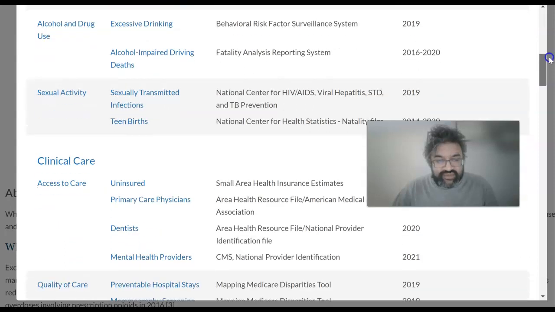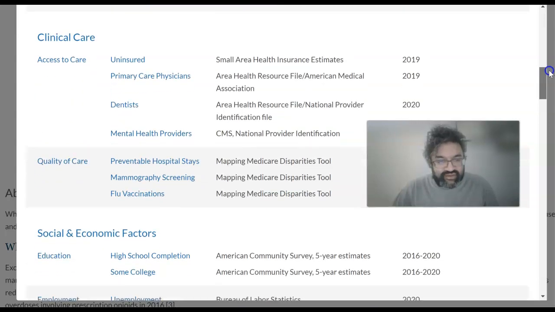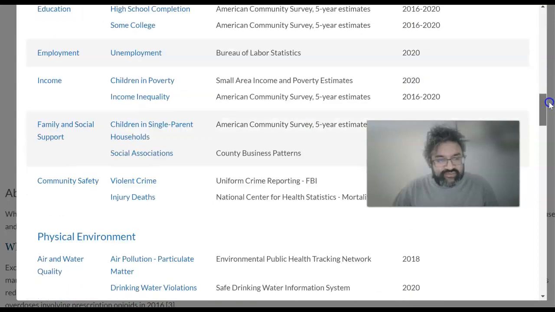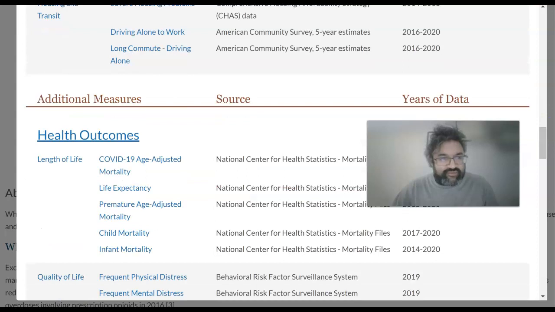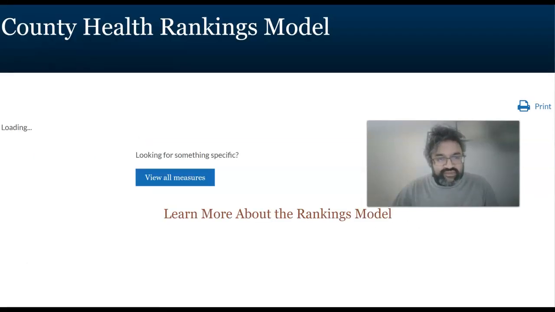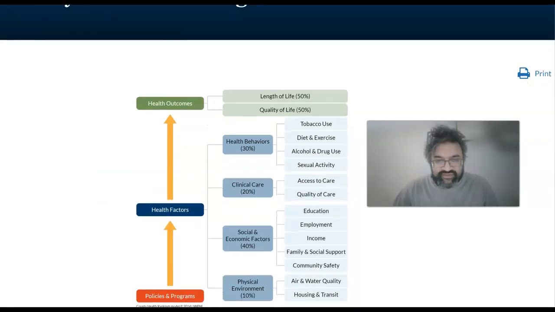And then you have clinical care: access to care, uninsured, primary care physicians, and then quality of care. And then socioeconomic factors, physical environment, and then additional measures. So for those of you that are listening, if you listen to the narration, you'll see some of the health factors, and then 30% health behaviors, 20% clinical care, 40% social and economic factors, and then physical environment is 10%.